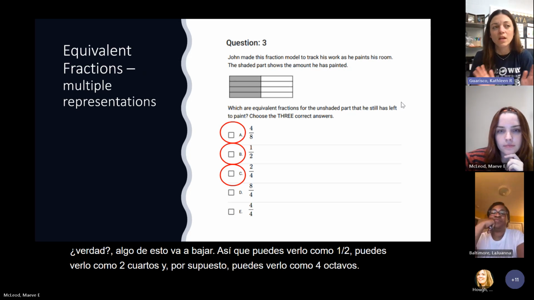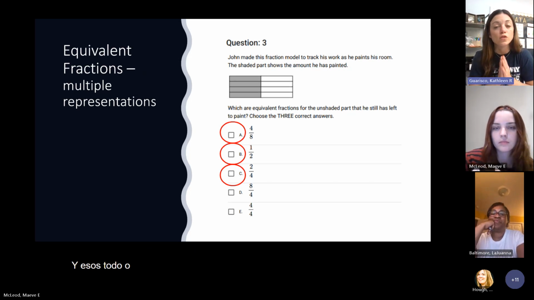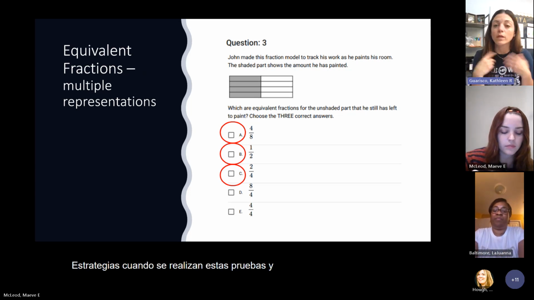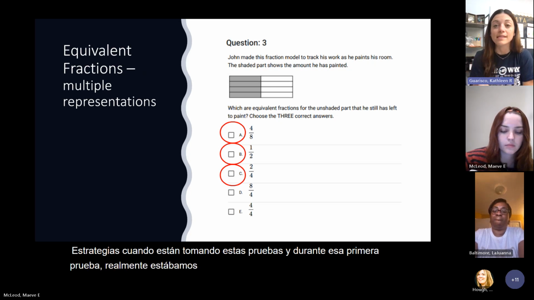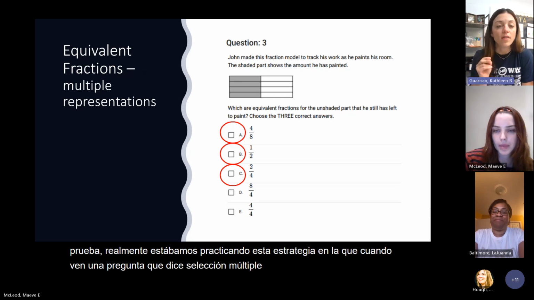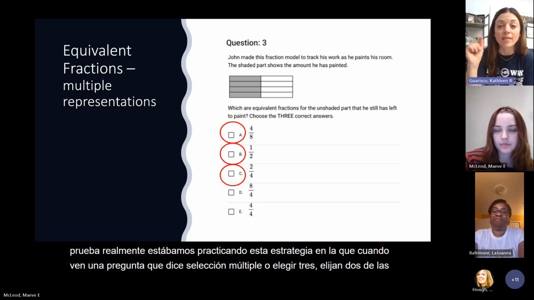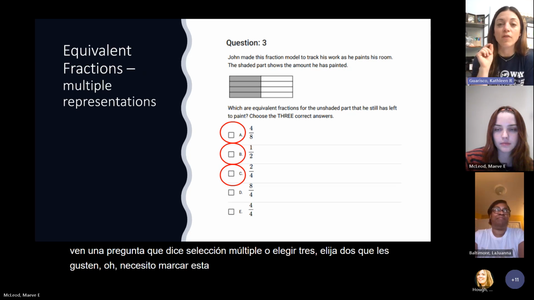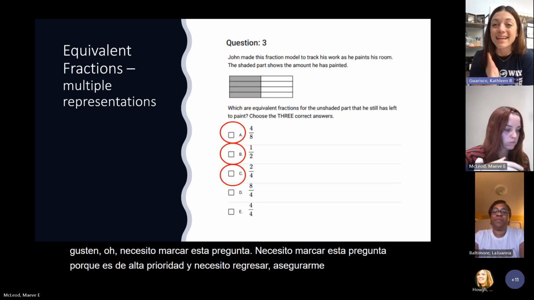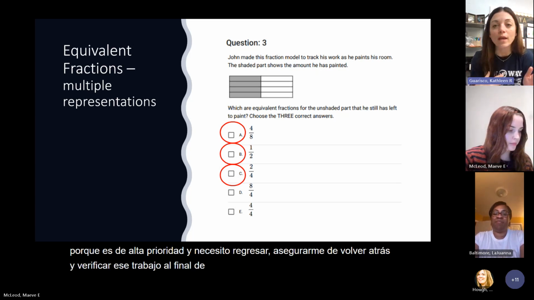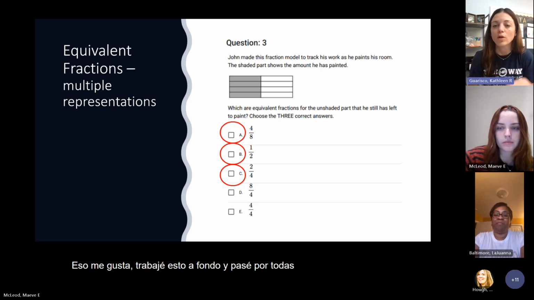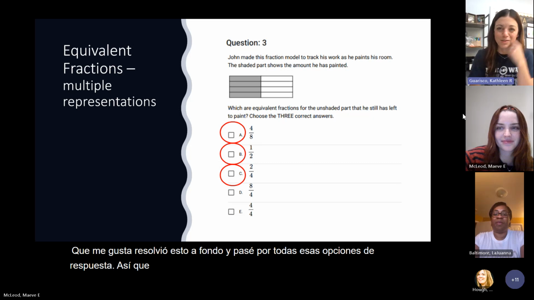And for those all or nothing questions, we teach our students strategies when they're taking these tests. During that first test, we were really practicing one strategy: when they see a question that says multi-select or choose 3, choose 2, they should think, I need to flag this question. I need to mark it because it is high priority, and I need to go back and check that work at the end of my test before I hit submit, just so I can make sure I worked this out thoroughly and went through all those answer choices. So we are just going to keep drilling that with our students, those multi-selects.